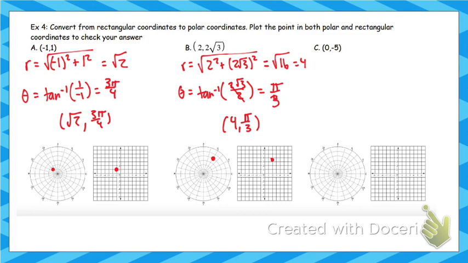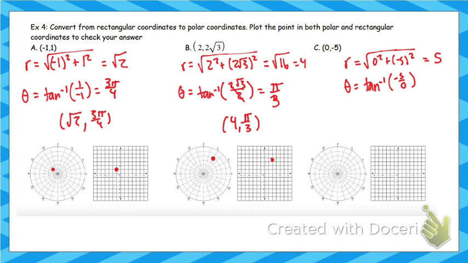All right, the last one, (0, -5). So we'll find our r value first. 0 squared plus (-5) squared. Well, that is just 5. So our r is 5. Theta, though, is going to be a little interesting here. We would do tan inverse of -5 over 0. Well, that's not going to be possible for us to do on a calculator because we can't divide by 0.